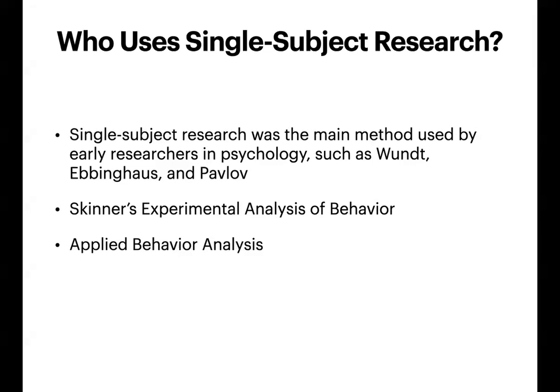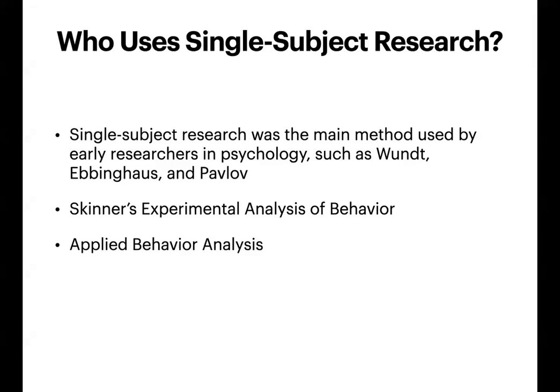Back in their time, early researchers in psychology, including Wundt, Ebbinghaus, and Pavlov, utilized single subject research, in which they collected data from a small number of research participants, including animal participants. This is partly because sophisticated statistical methods were not readily available at that time.